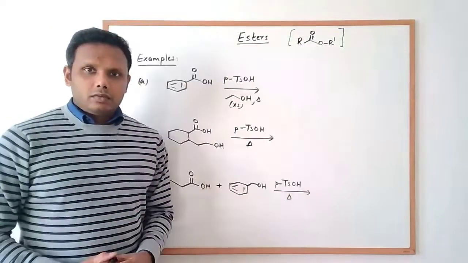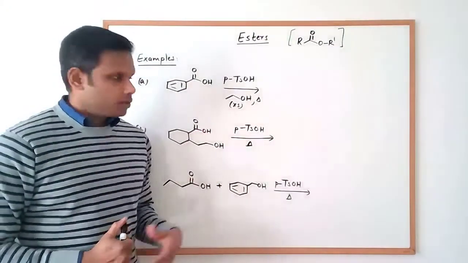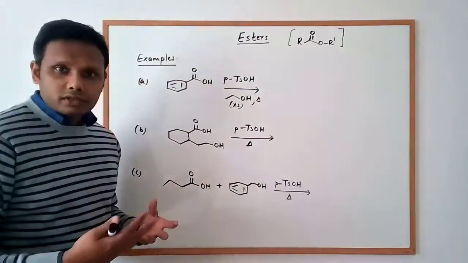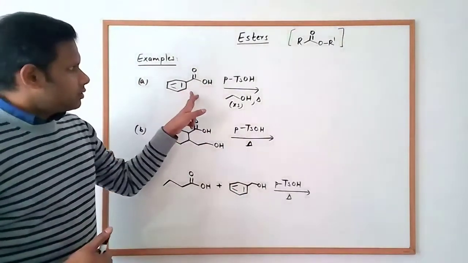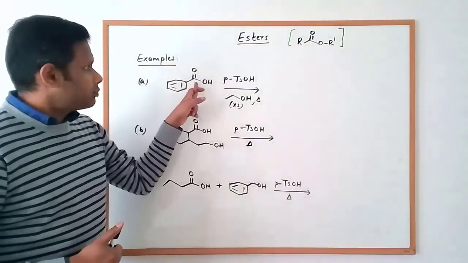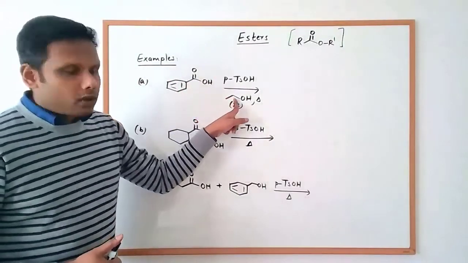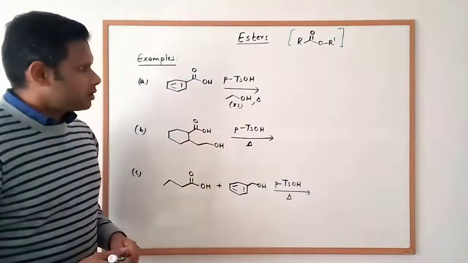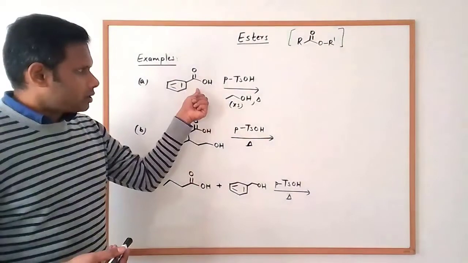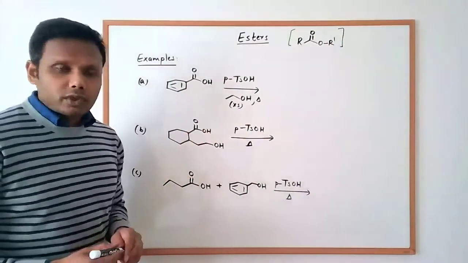Next, let's look at some examples of Fischer esterification reactions. So I have basically a few examples here to represent various possibilities. So let's say in the first example here, we are working with benzoic acid. So it's a carboxylic acid that's based on benzene. You're reacting it with ethanol in presence of para-toluenesulfonic acid, and you're heating it. So under these conditions, carboxylic acid plus an alcohol in presence of acid, that would give you an ester.